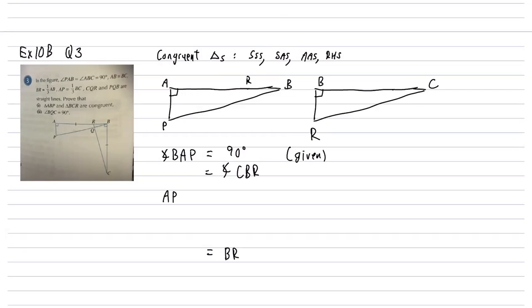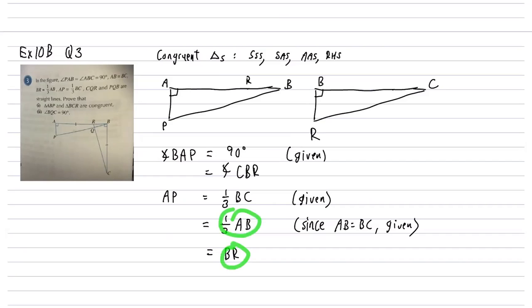So what is AP equal to? Let's see. AP, they give us, equals 1/3 BC. This was given, so we just copy and paste. Now 1/3 is just 1/3, but what's so special about BC now? What we realize is that AB equals BC, so we can replace it with AB, since AB equals BC, which is given. Now, is 1/3 AB the same as BR? Yes, it was also given right over there. So we can just write down given.